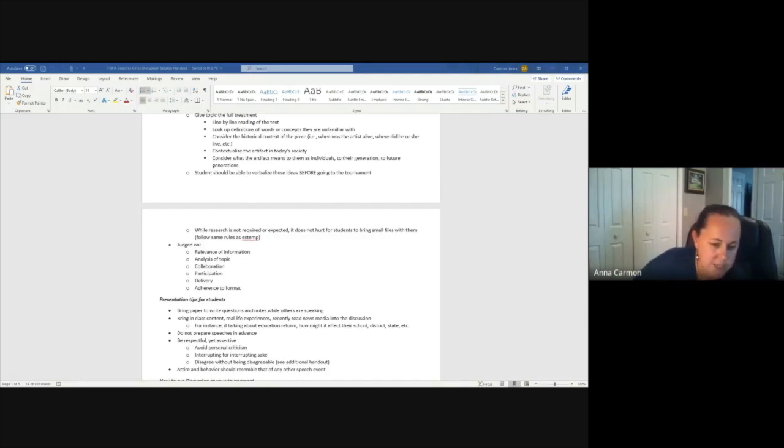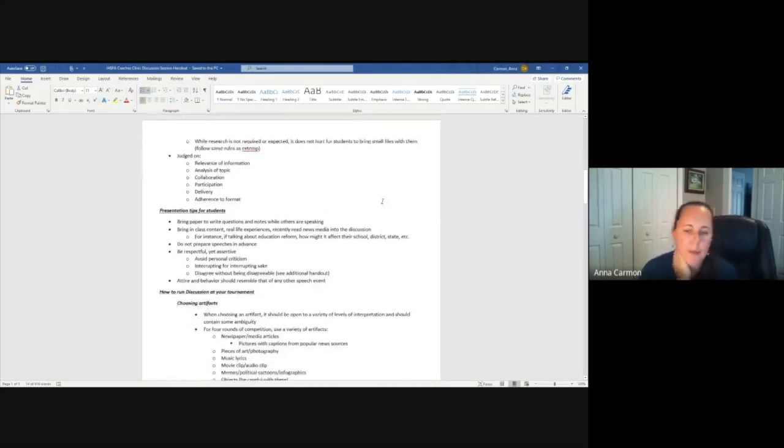In terms of tips to provide your students, encourage them to bring paper with them to the round. I know that this probably seems common sense, but I've shown up to many rounds where students have shown up with themselves, no artifact, no paper. So make sure that they are prepared to have that discussion. Please don't have them prepare speeches in advance. That defeats the purpose of this event and really leads to a lack of discussion more than actual discussion.